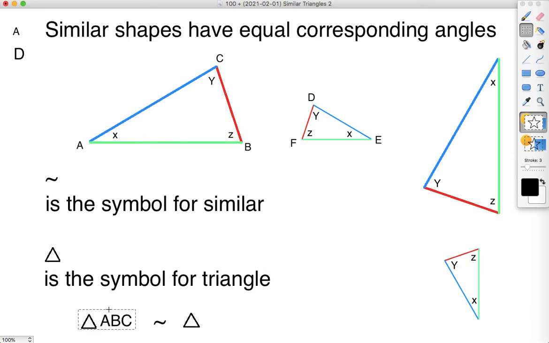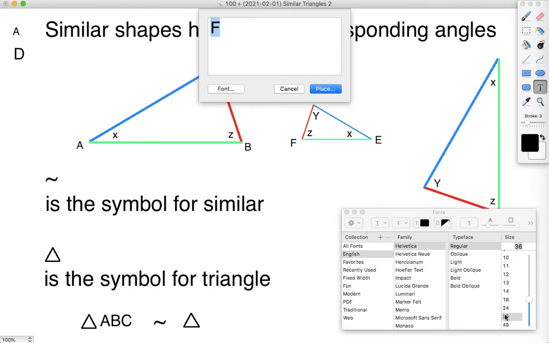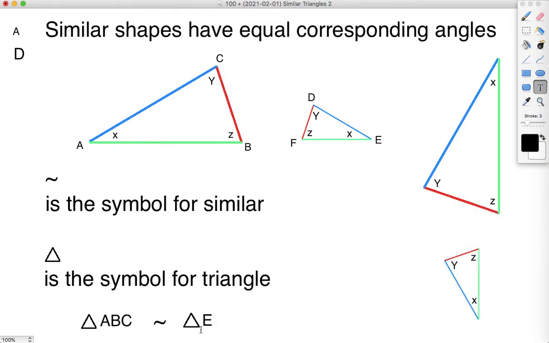So which letter on the little triangle corresponds with this A right here? So the A on my big triangle matches this corner over here, that is E. So the first letter is going to be E. Okay.